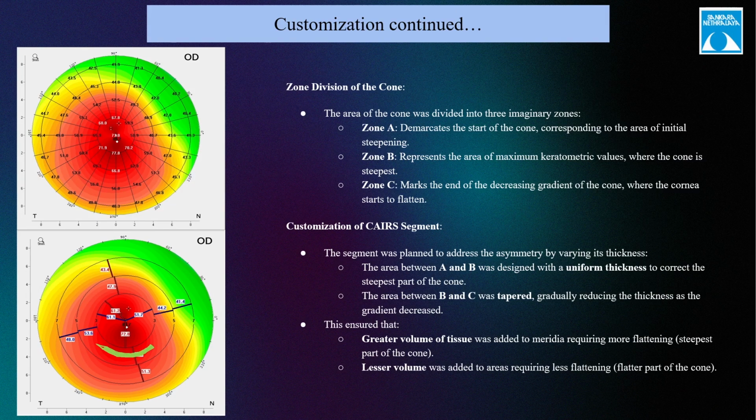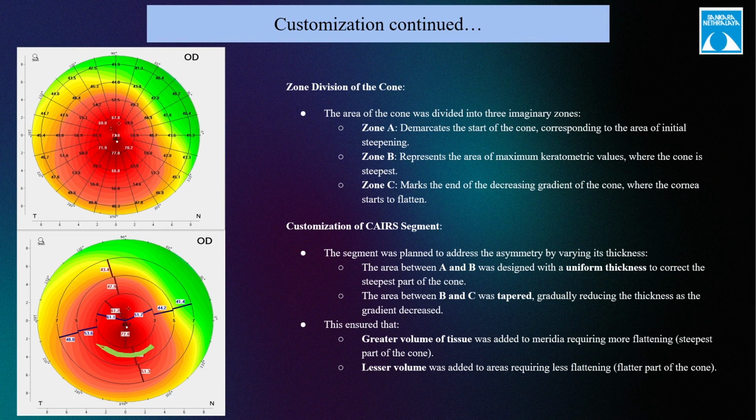So between A and B, the thickness of the segment will remain the same. It will be going towards the peripheral part of the cone. As much as the cornea starts to flatten, we can start tapering the segment in this area, which is your A zone. More images, you should have marked it. Yeah, I put another picture with the segments.